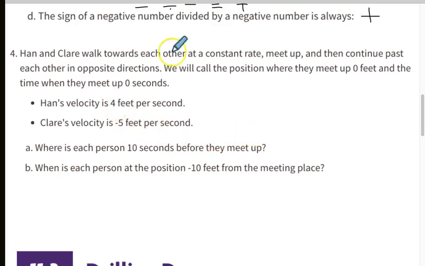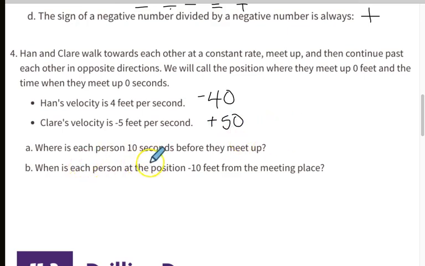Well, if Han's going 4 feet per second and 10 seconds, Han would be at 40 feet. But now it's saying before they meet, so that means negative. And then Claire is going negative 5 times 10 seconds, so that would be negative 50, but it's before they meet, so she becomes a positive.